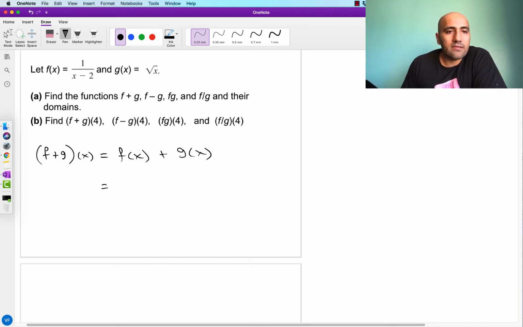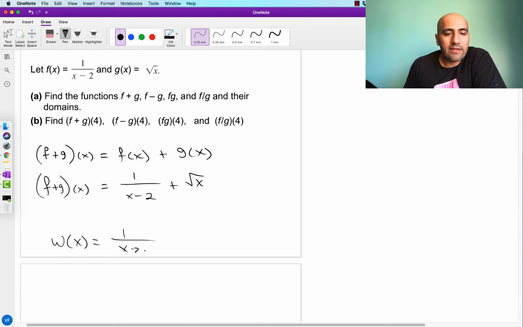And so f of x is exactly this, so that's just going to be equal to 1 over x minus 2. And g of x is just equal to root x. And that's it. So this is a new function, f plus g, evaluated at x. But if I had labeled it w of x equals 1 over x minus 2 plus root x, then we would lose track of where it came from, right? We would know that this w function is the result of adding the f and the g function.